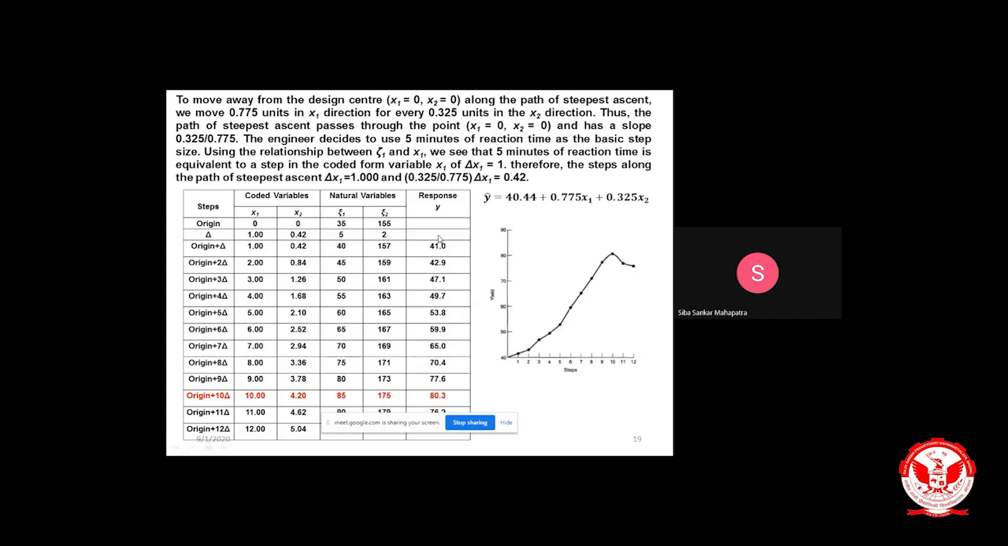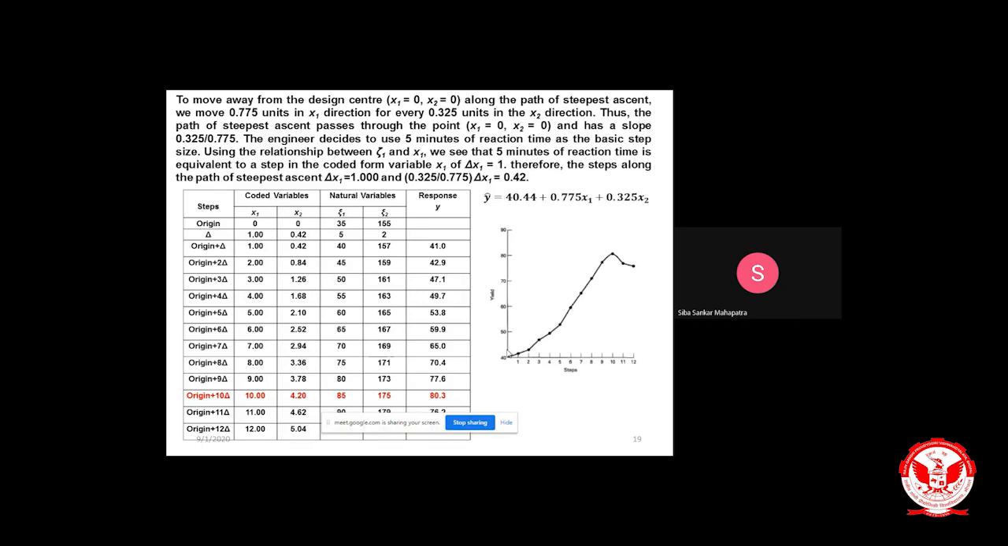Previously, we had a yield of 40. Now we see that when we move in this direction and conduct the experiment at x1 is 10 and x2 is 4.2, or zeta 1 is 85 and zeta 2 is 175, we reach a yield of 80.3. So this is the new point you got, where the yield has simply doubled from 40 to 80.3. Now we have to check the model at the new point.